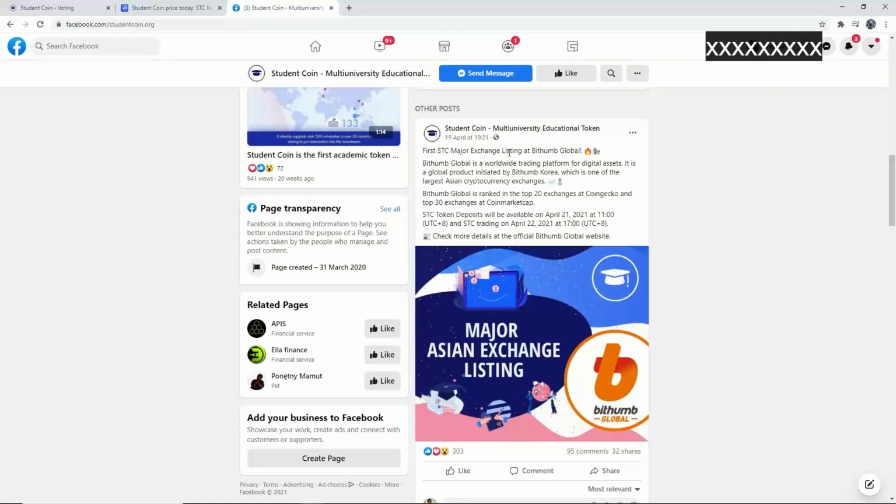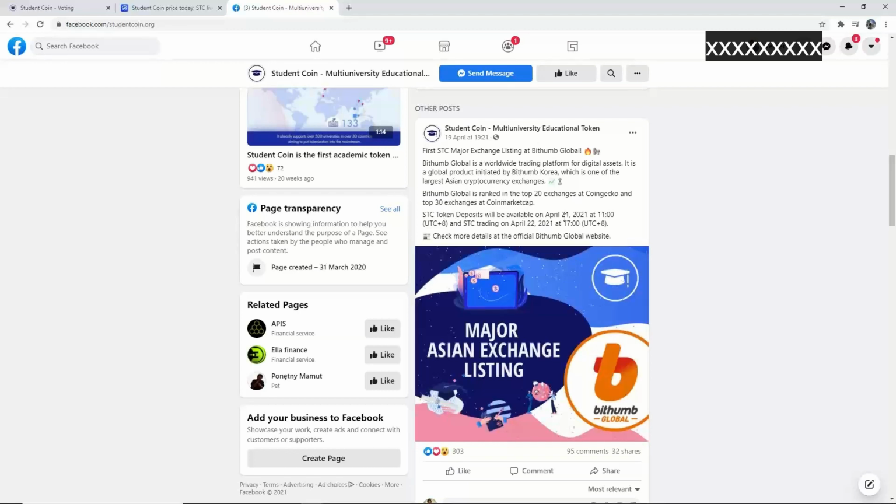Basically, the first major STC exchange listing on BitHump Global. BitHump Global is a worldwide trading platform for digital assets. It's a global product initiated by BitHump Korea. So this is part of the first Asian listings. They said on the Asian markets once would be the first listings. They did say 9th of May, so this has gone up a little bit ahead. BitHump, which is one of the largest Asian cryptocurrency exchanges. BitHump is ranked top 20 exchanges on CoinGecko and top 30 in CoinMarketCap.